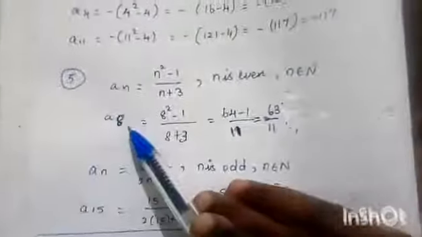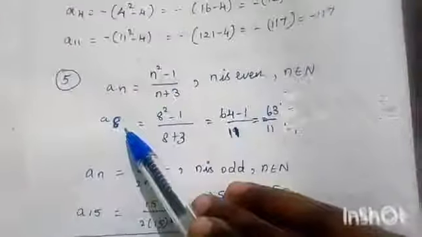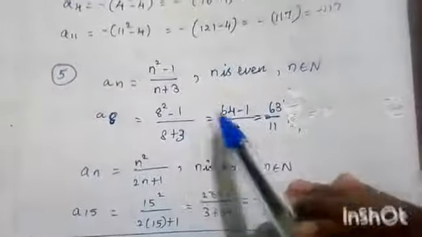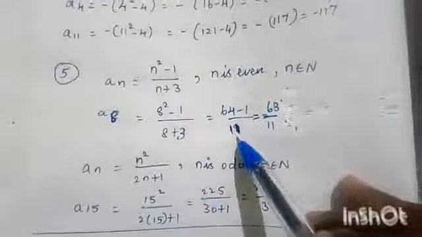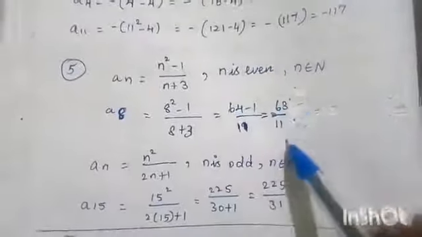So for A8, n value we have to substitute 8. 8 square minus 1 by 8 plus 3. That is 64 minus 1 by 11. So that is 63 by 11.